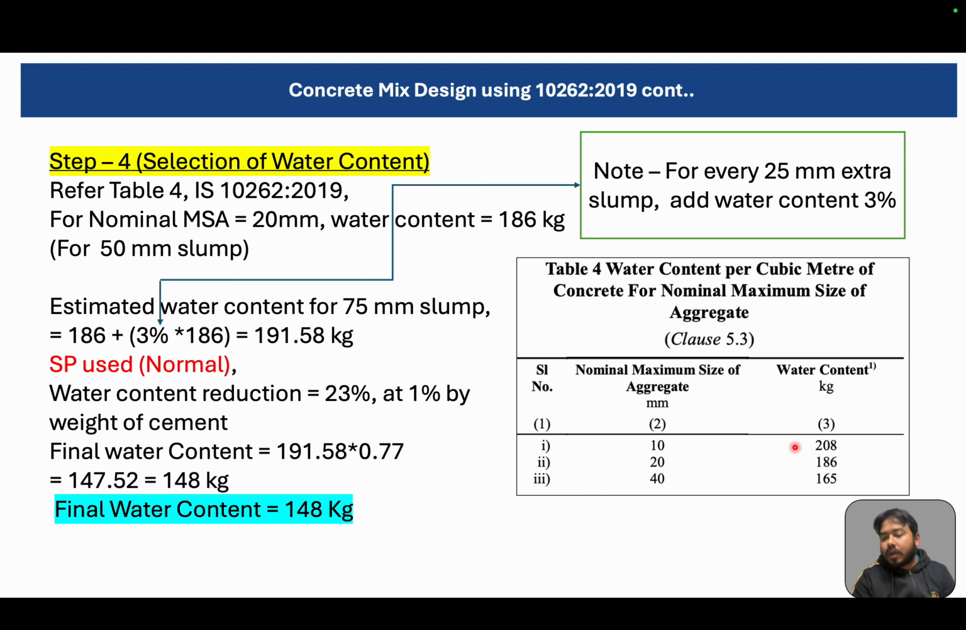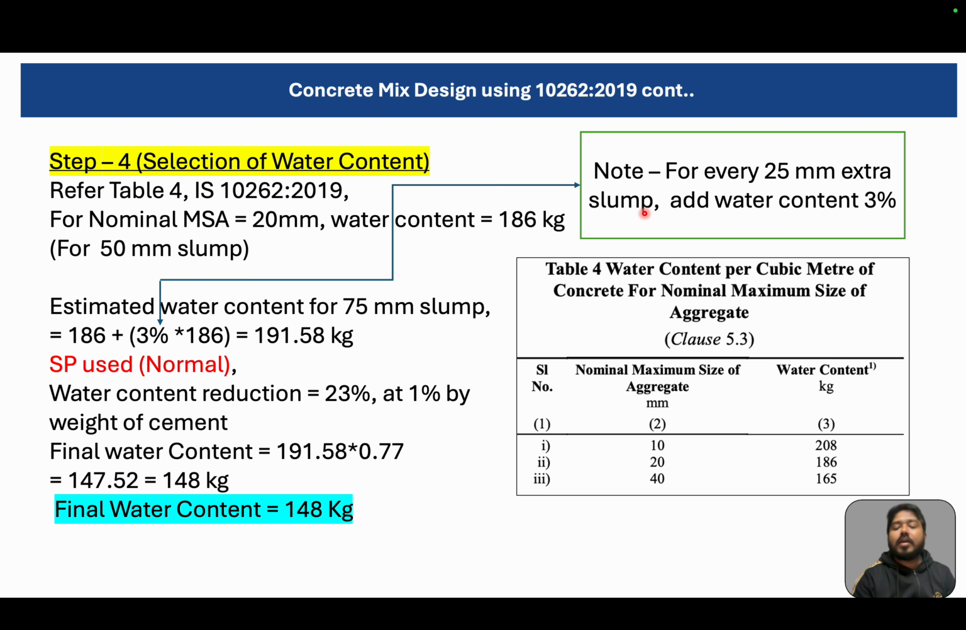And any value you are taking, for example a 10 mm aggregate, or 20 mm, or even 30 mm maximum size of aggregate, the corresponding value is applicable for a workability of 50 mm. Similarly, you have to see what is given in the question for workability. In the question, a 75 mm slump value is given. So you have to take how much extra slump is required.